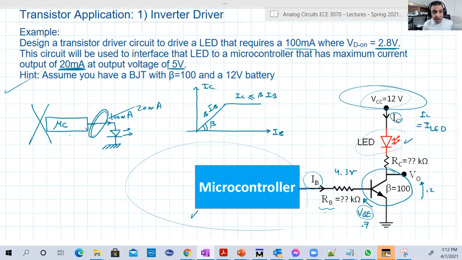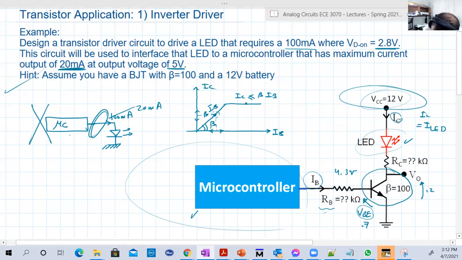So if you design your circuit in the active region, for example at the point where IC is equal to 100 milliampere, then any variation in IB, either increasing or decreasing, will lead to variations in IC. And IC is basically ILED. So you may see the light coming out of the LED vary, dimming, for example, or an increase in luminosity.